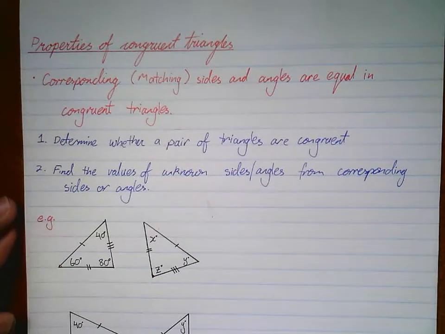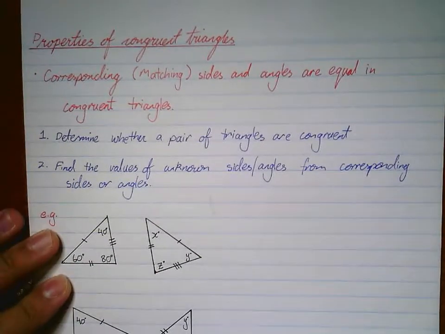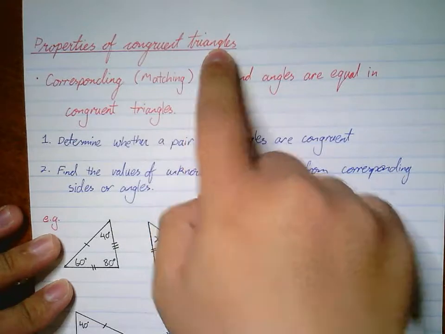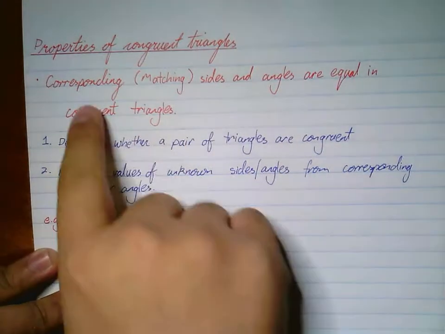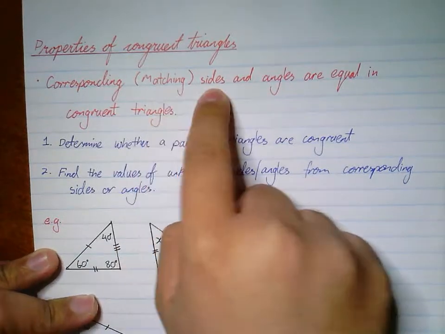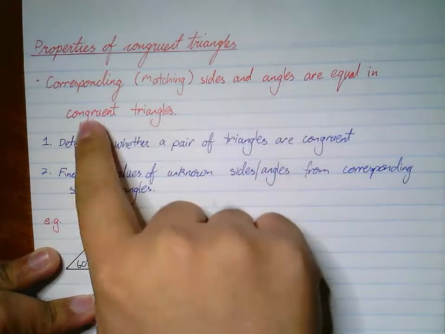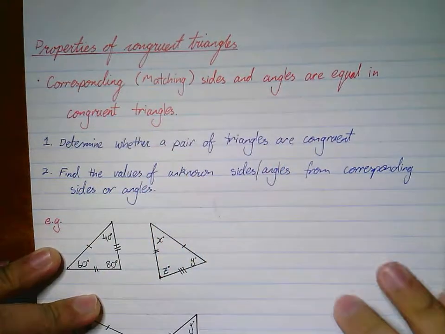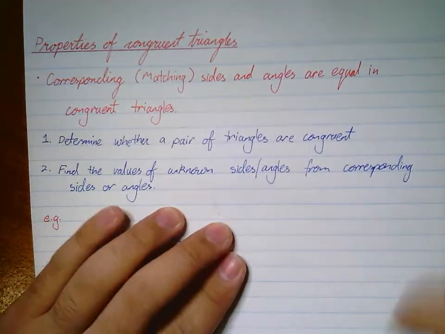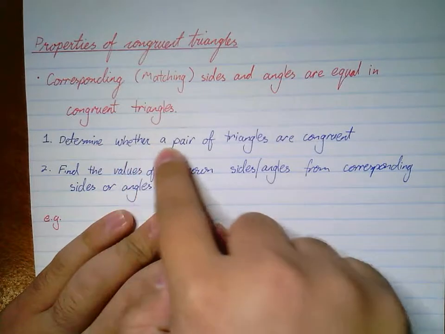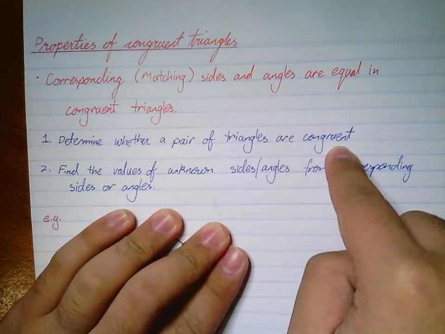Hello class, this is a video tutorial on the properties of congruent triangles. The main idea we'll be learning here is that corresponding or matching sides and angles are equal in congruent triangles. So in this process, we're going to determine whether a pair of triangles are congruent.